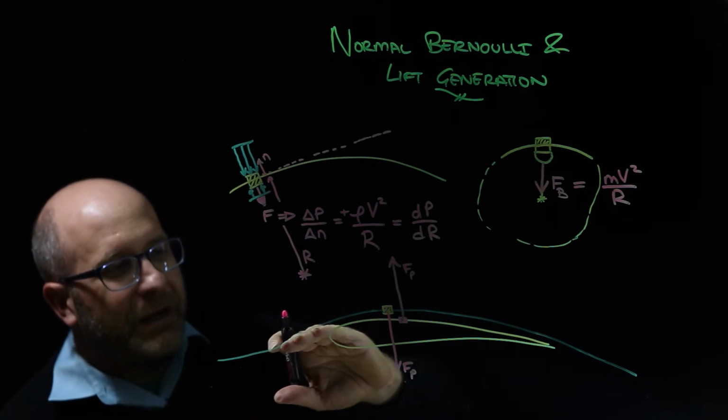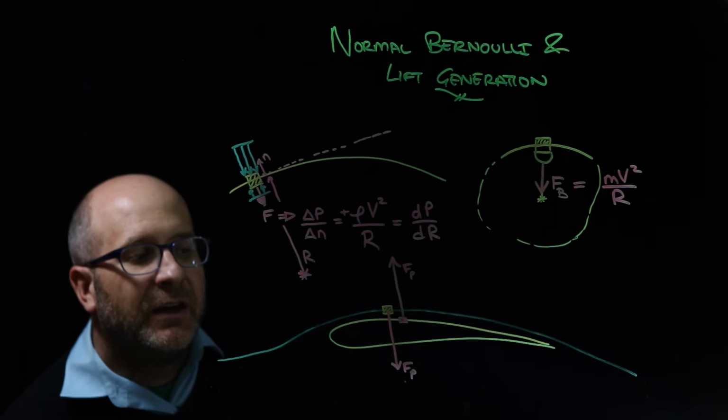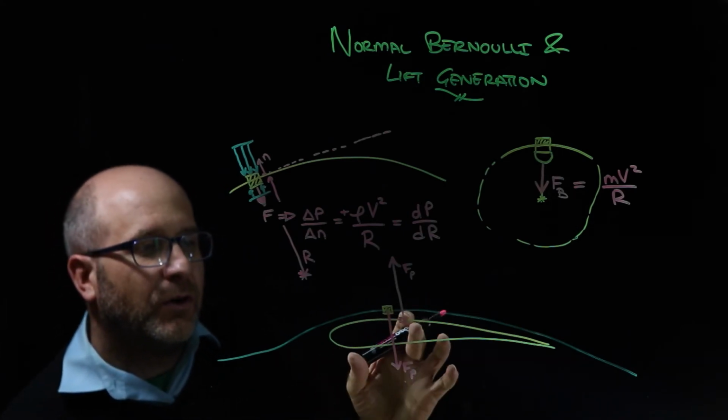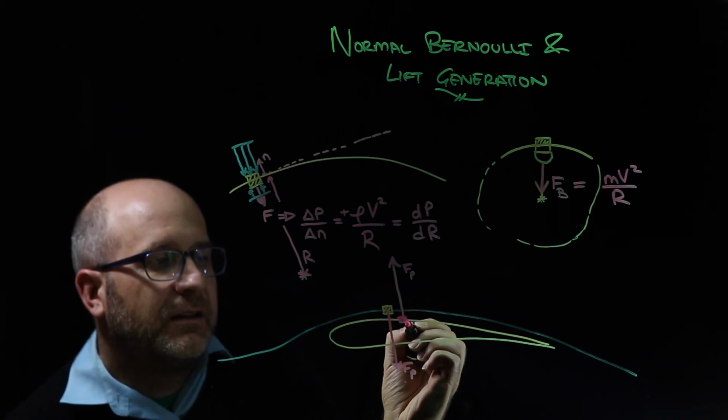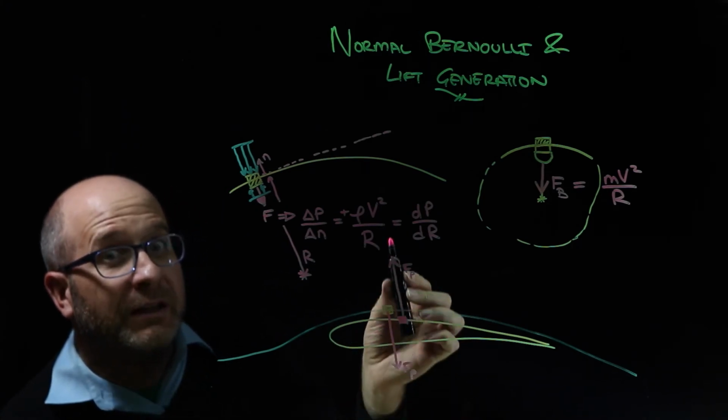So what we can see is as we bend these streamlines, or as we curve these streamlines, there has to be some kind of acting pressure to do that. So here, the pressure to bend the streamline is actually the pressure that's pulling the airfoil up.